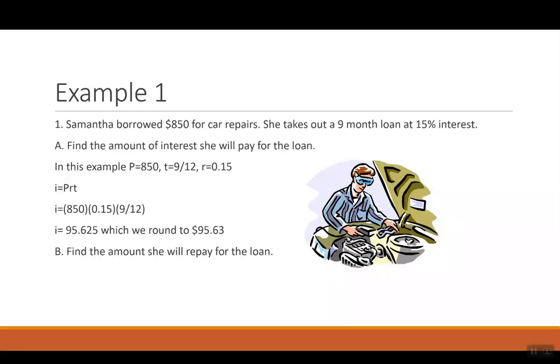Now, in this chapter, anything we're doing with money, we're always going to round to 2 decimal places. Our amount of interest paid for the loan is $95.63. Now we can do part B, finding the amount she will repay for the loan.